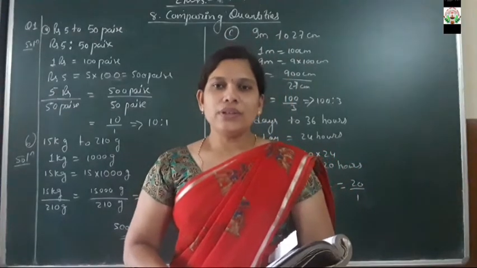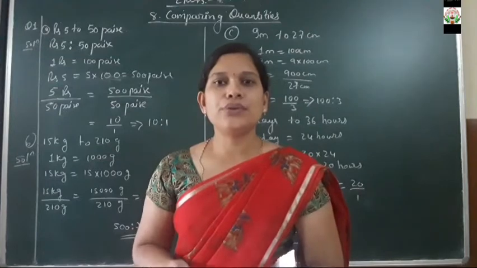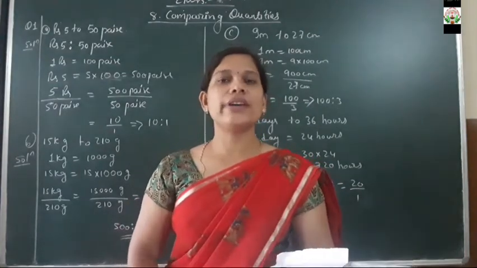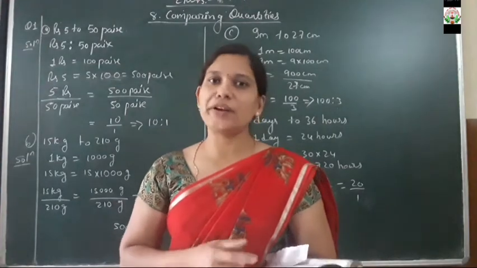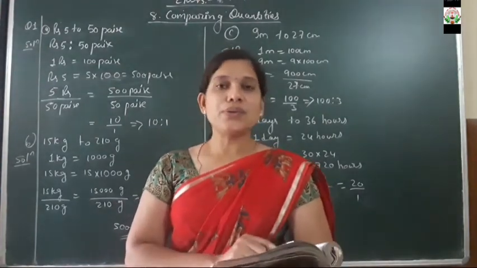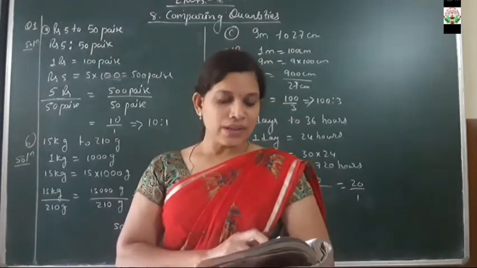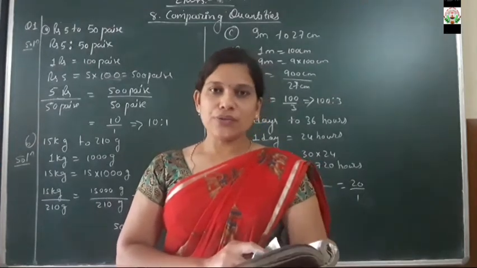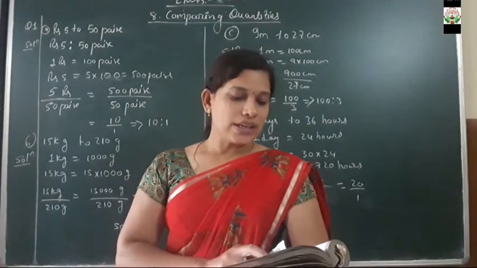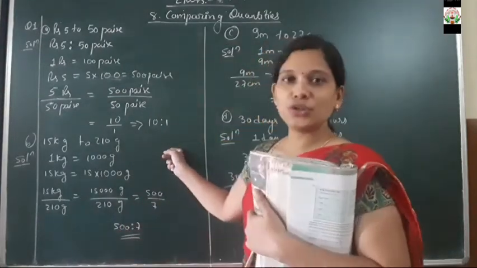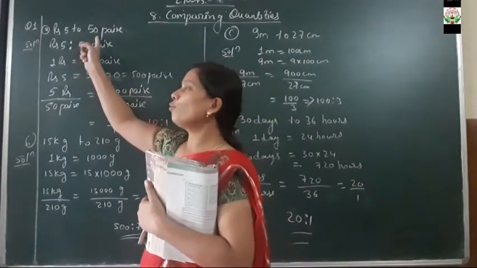Good morning to everyone. Dear students, here we are going to see exercise 8.1, and just beforehand we have seen many formulas related to the chapter. So here we are going to start exercise 8.1, and it's a very simple exercise. Dealing with exercise 8.1, first question. What is said here? Find the ratio. So dear students, here we are going to find the ratio between rupees 5 to 50 paise.